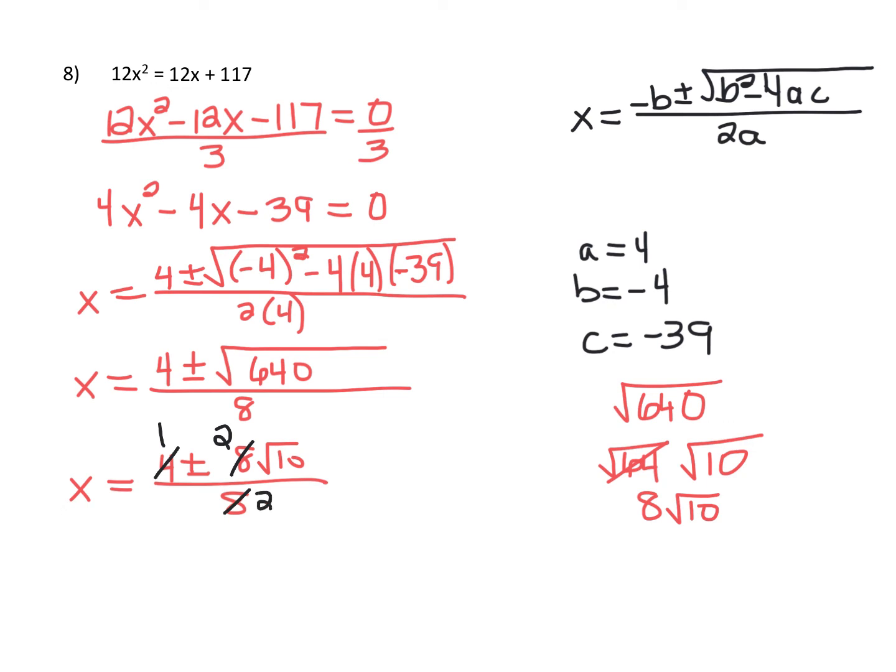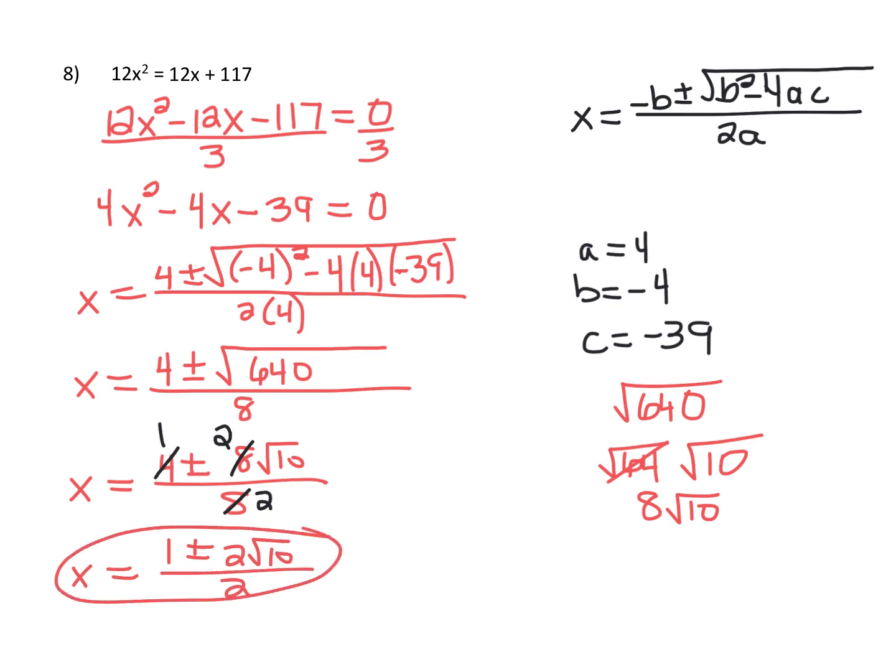So it looks like we're going to be left with 1 plus and minus 2 radical 10 over 2. Okay, and that's 2 answers, right? Technically, we know this means 1 plus 2 radical 10 over 2, and then 1 minus 2 radical 10 over 2. So those are our 2 answers.